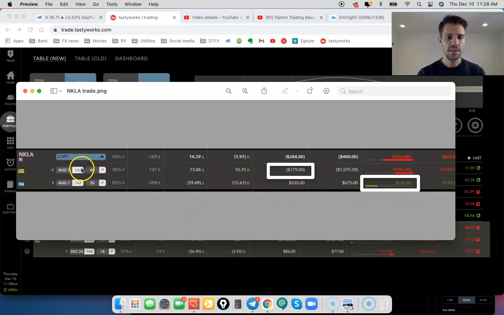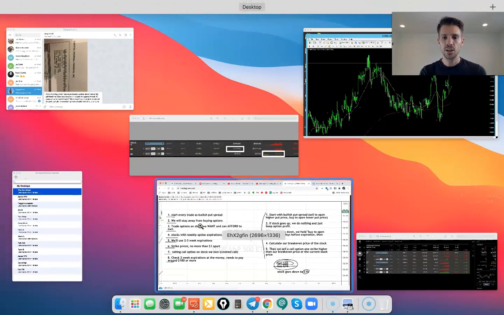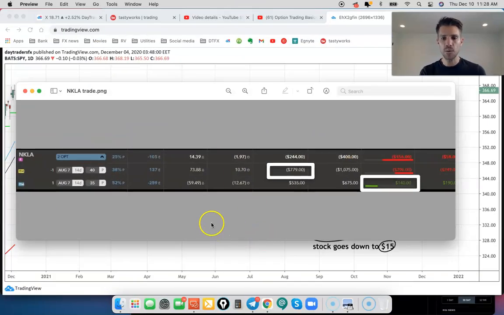So, if this thing were a little closer to expiration, and this is how this trade ended up going, what we end up doing is we say, number one, can I afford to own this stock? And do I want to own this stock? So if the answer is yes, I do want to own this stock, then we go over here and we say, okay, I want to own this stock. So what I'm going to do is I'm going to close my long put.